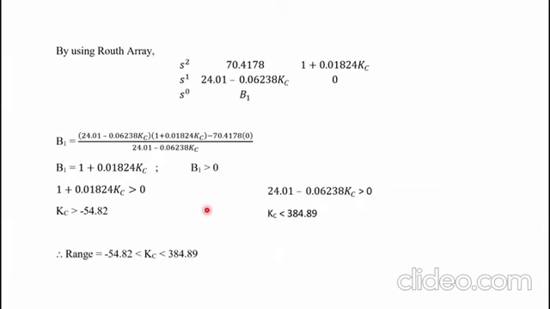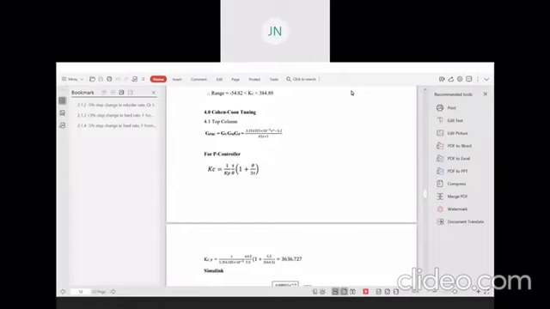Then we get range Kc from negative 54.82 to 384.89.